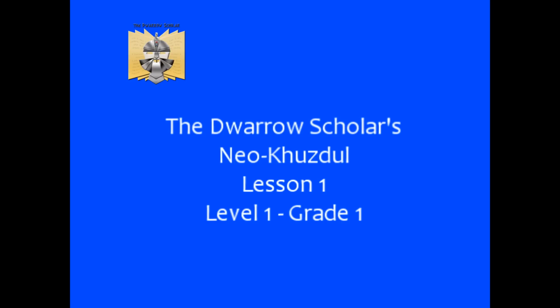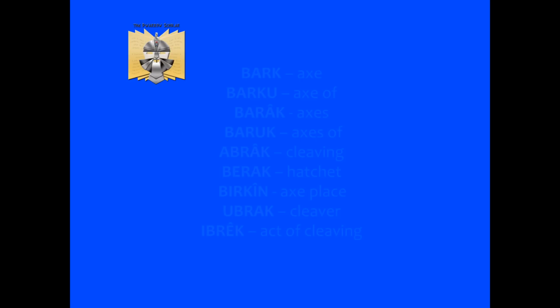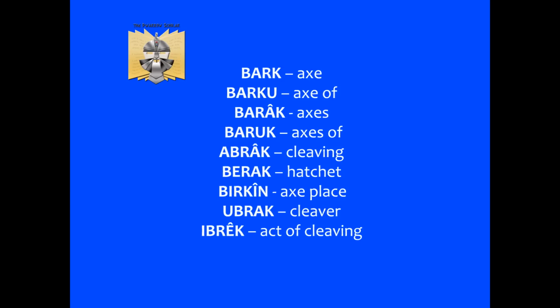Now let me show you what I mean with an example. Let's take the following Khuzdul words for instance. Barak, axe. Barku, axe of. Barak, axes. Baruk, axes of. Abrak, cleaving. Berak, hatchet. Birkin, axe place, or armory where axes are kept. Ubrak, cleaver. Ibrek, the act of cleaving.